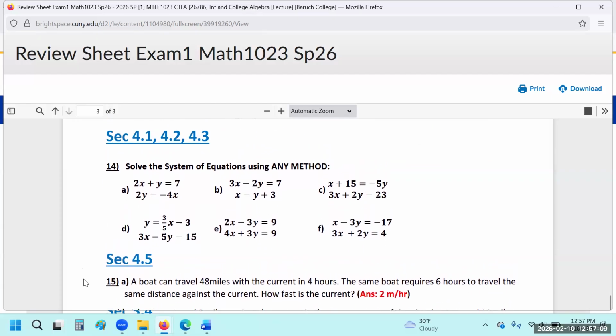And then we are going to do 4.1, 2, 3 today, and you are going to have 2 questions from here. One question will have a unique solution, like you're going to get a number for X, a number for Y. And for another question, either it will be no solution or infinite solutions.